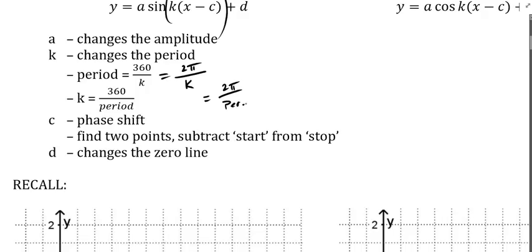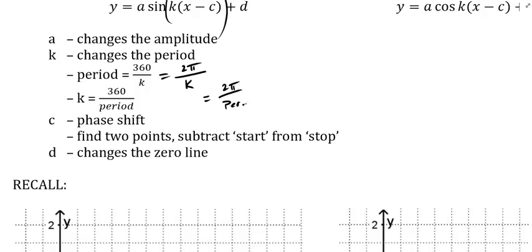And just like with all other transformations, when k is like 2, a big number, that compresses the period. That would cut it in half. So if my regular period is 2 pi, one full revolution, one full cycle is 2 pi, and k is 2, then all of a sudden I would compress it into 1 pi, or 180 degrees.